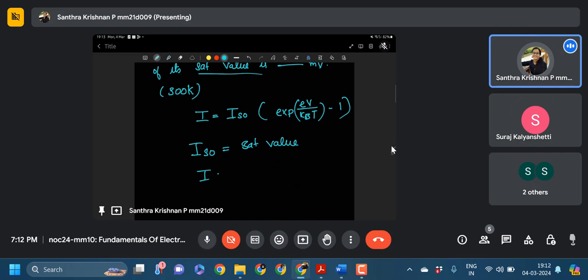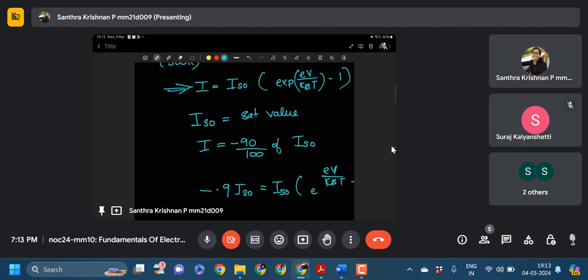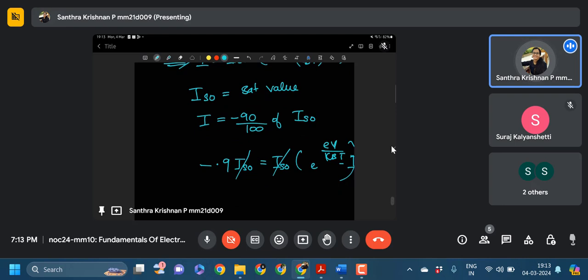So I becomes 90 by 100 of I_s. And since it is reverse saturation current, there should be a negative sign here. So we'll substitute for this particular I value: minus 0.9 I_s is equal to I_s times e power eV by k_B T, minus 1. And this I0 will get cancelled and you can find the value V.